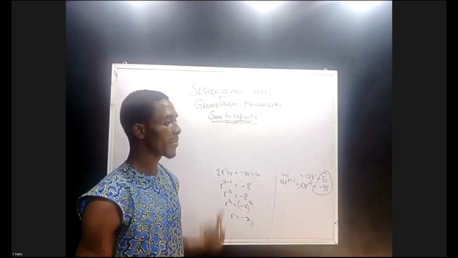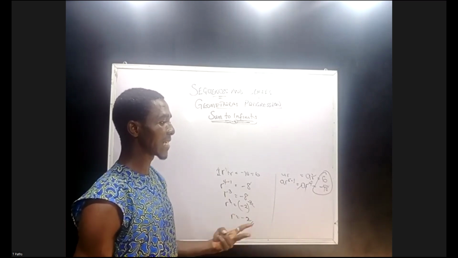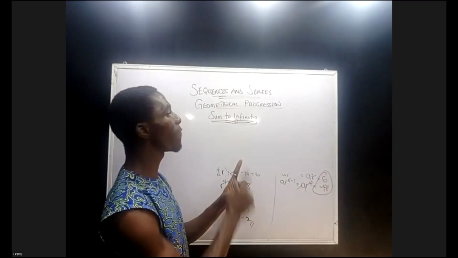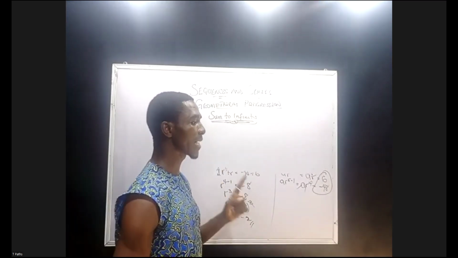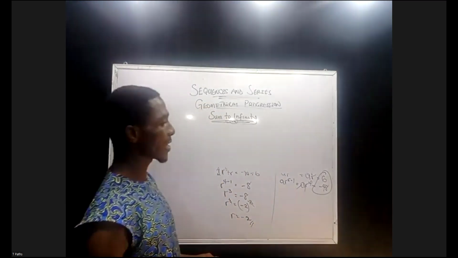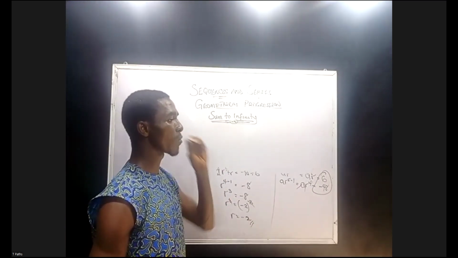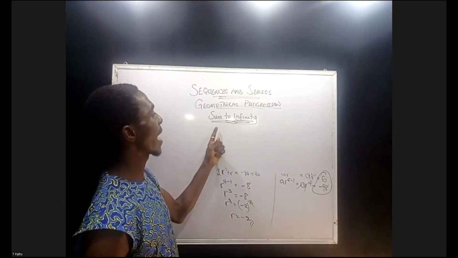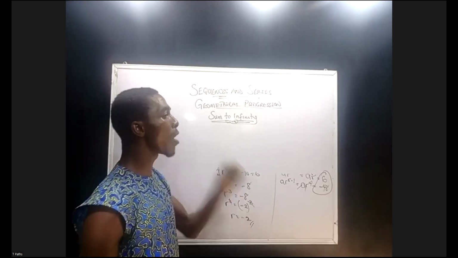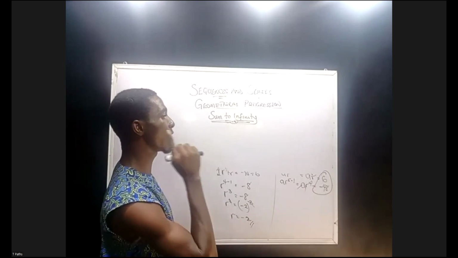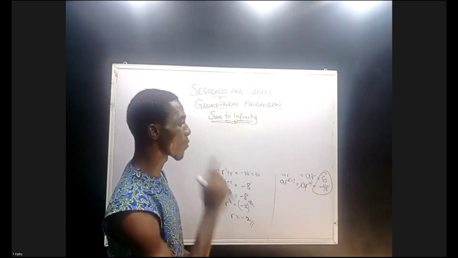Remember, the sum of terms of a GP has two formulas guiding it. The first one says that it is for all values of R greater than 1, while the second one says that it is for all values of R less than 1. And today's class, sum to infinity, focuses more on the second part, for all values of R less than 1.